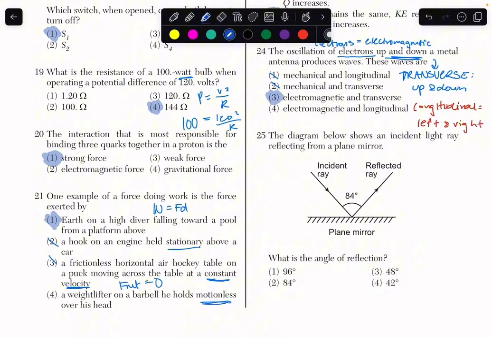And this might be a little bit hard to remember, but just try your best. Transverse waves are up and down, while longitudinal are left and right.